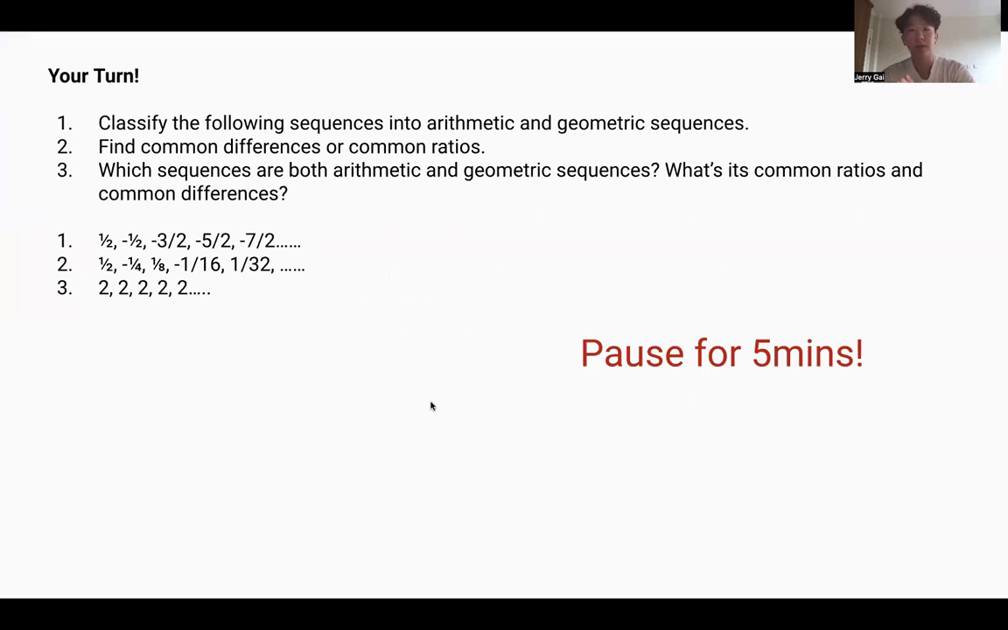Okay, next, please pause the video for 5 minutes and answer the 3 questions. First, you should classify each sequence into arithmetic sequence or geometric sequence. Then if it's arithmetic, you find the common difference, and if it's geometric, you find the common ratio. And there is one sequence that's both arithmetic and geometric. So you need to find both the common ratio and the common difference.